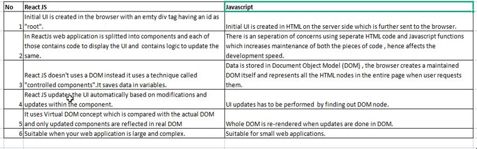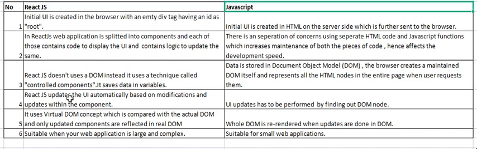Let's go to the third point. ReactJS doesn't use the DOM directly, instead it uses a technique called controlled components while displaying that data. So as far as ReactJS is concerned, it saves the particular kind of UI into JavaScript variables and uses those variables, whereas in JavaScript it uses the document object model. The browser creates the DOM itself and represents the HTML nodes within the entire page.